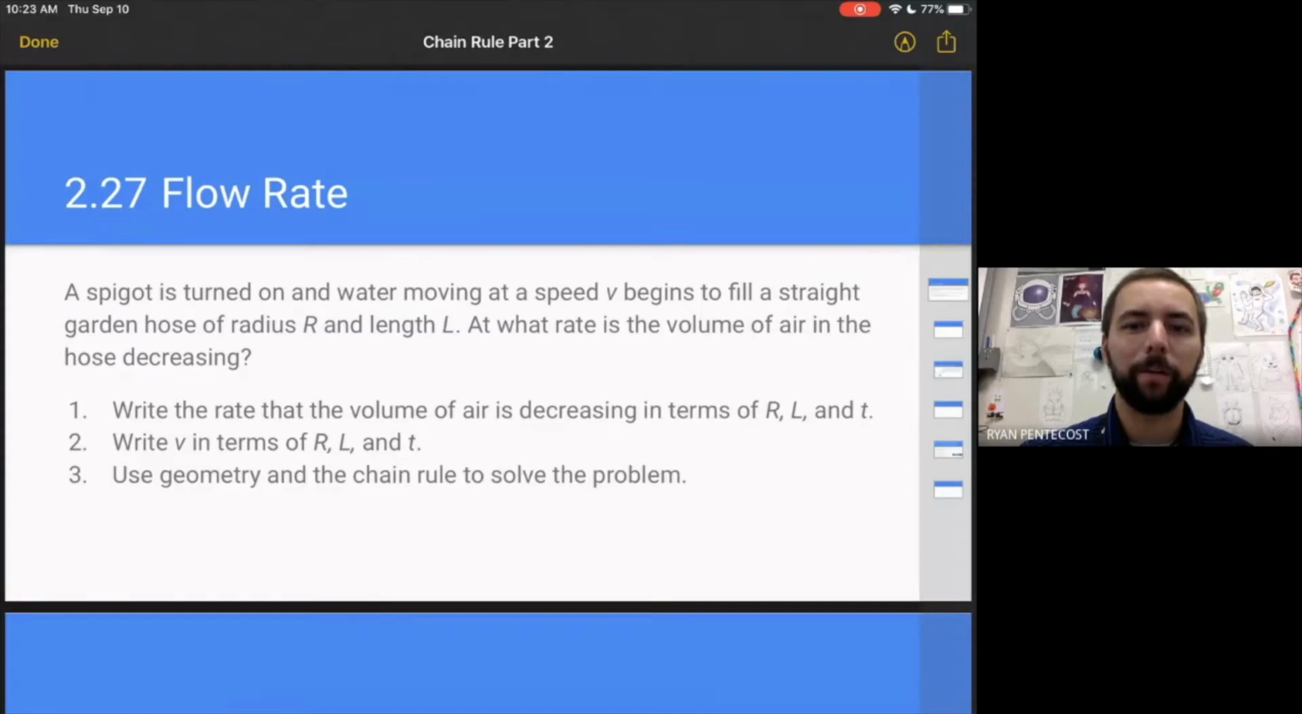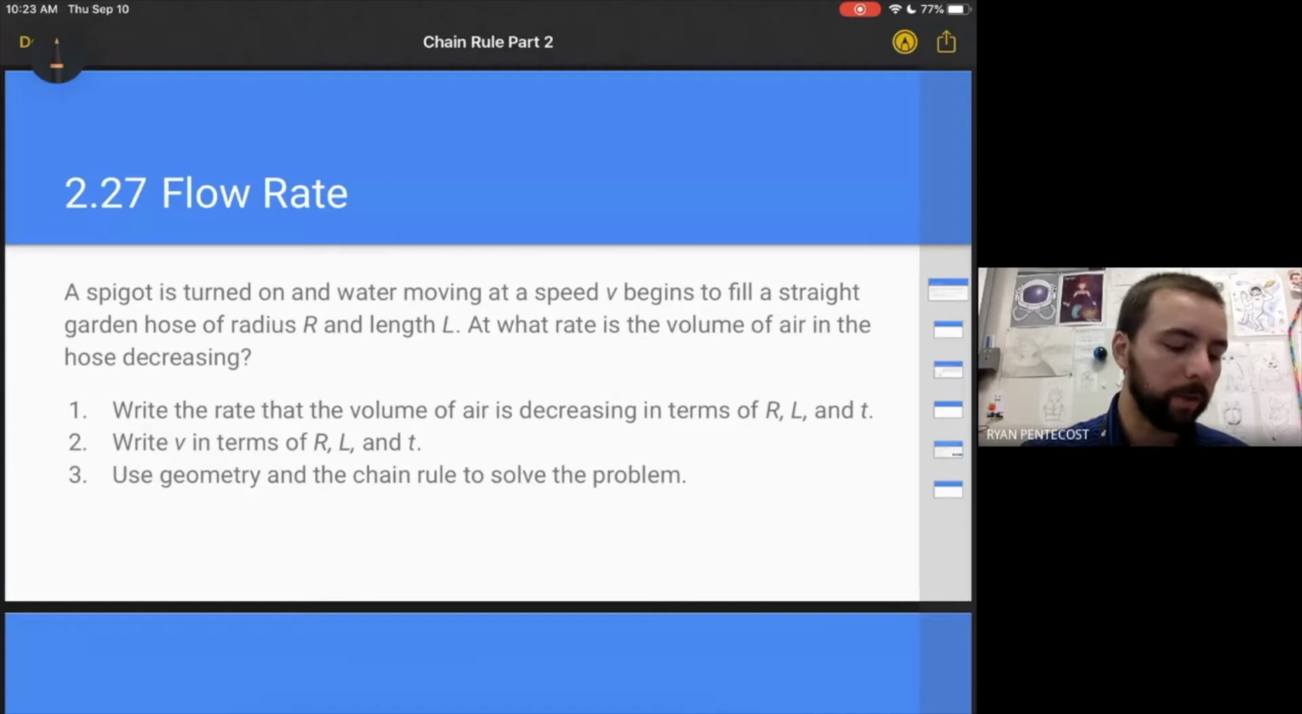Hi, everybody. So today we're going to go over some example problems from the chain rule. So this will be chain rule part two. First part, we're going to talk about flow rate. So we're applying the chain rule to more real life situations.